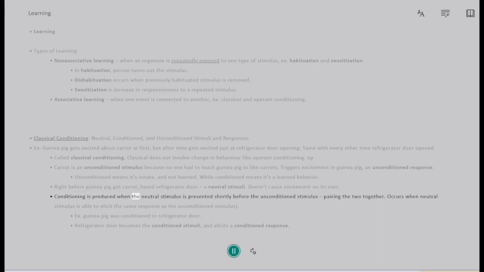Conditioning is produced when the neutral stimulus is presented shortly before the unconditioned stimulus, pairing the two together. It occurs when the neutral stimulus is able to elicit the same response as the unconditioned stimulus. The guinea pig was conditioned to the refrigerator door. The refrigerator door becomes the conditioned stimulus and elicits a conditioned response.